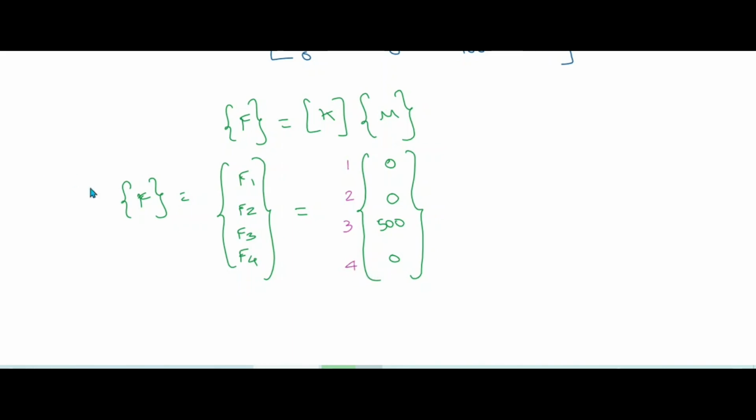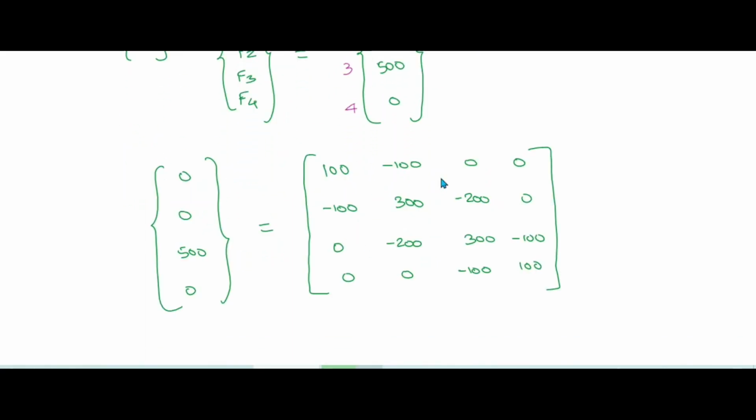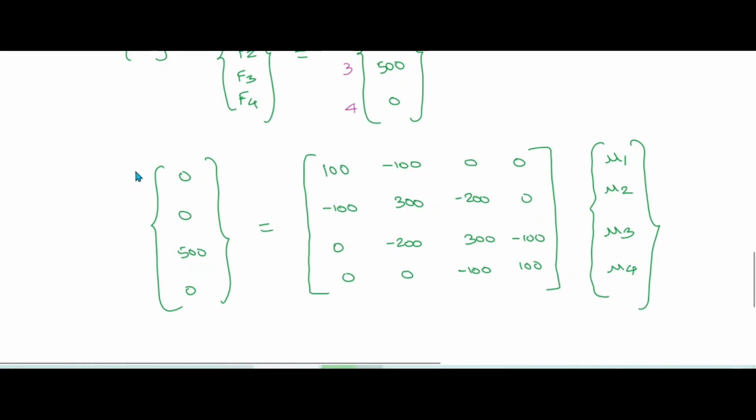So now let me substitute it. What is my F, what is my K and what is my U? Global stiffness matrix, and this is equal to your displacements. What is my displacement? You have displacements U1, U2, U3 and U4. So these are my displacements. When I address this, I will write it as 1, 2, 3, 4. Similarly here also it is 1, 2, 3, 4 and this is also 1, 2, 3, 4.